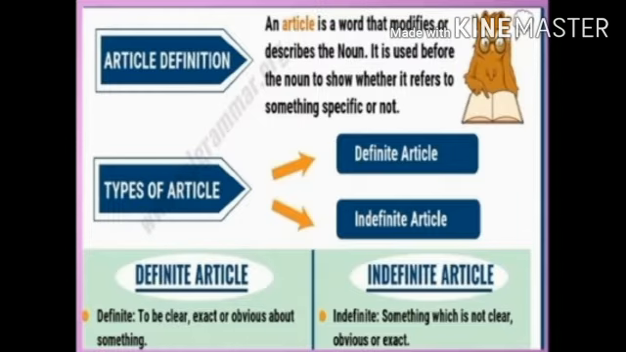Similarly, it is an apple. Same as before, apple is the noun and an is the article. An is specifying there is only one apple. Moving on, there are two types of articles, definite articles and indefinite articles. Definite articles are articles which are clear, exact or obvious about something, like the information or description it is giving about the noun it is attached to.